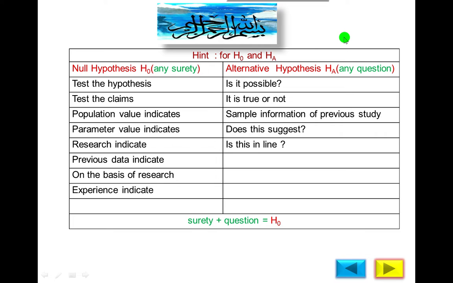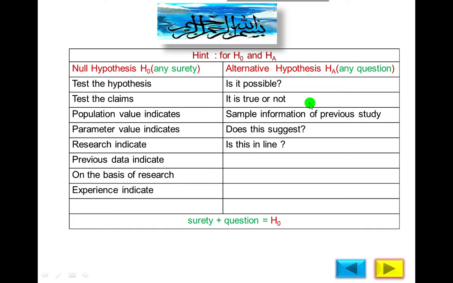In this video, I will give some hints about the null hypothesis and alternate hypothesis. As we have solved two questions in the previous video, and I have already explained this. What is the difference between the null hypothesis and alternate hypothesis?